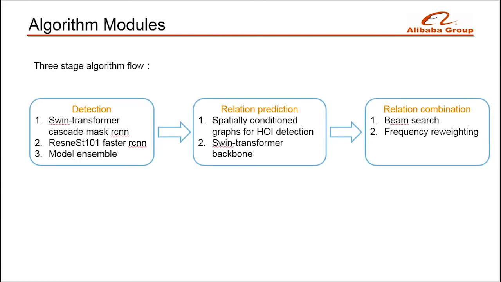As shown in this slide, we design a three-stage algorithm flow for this task: detection, relation prediction, and relation combination. We use detection models to extract the object class labels with the given boxes. And then we predict the relations for each human object pair. Finally, we adopt a beam search algorithm and a frequency rewriting trick to give the final relation combination for each pair.